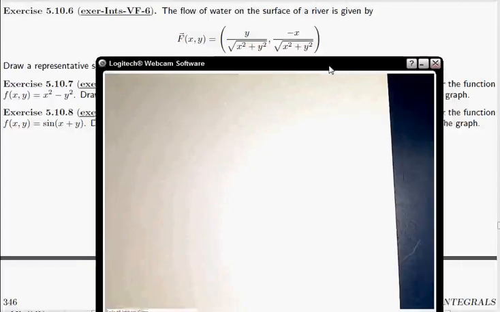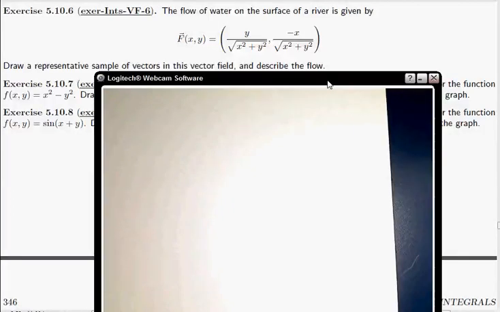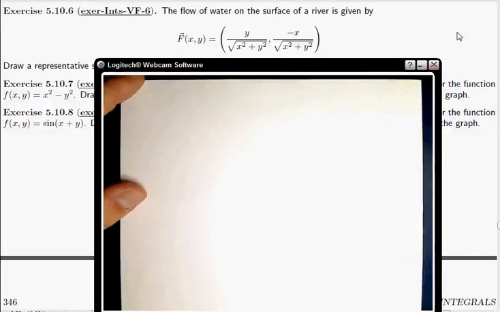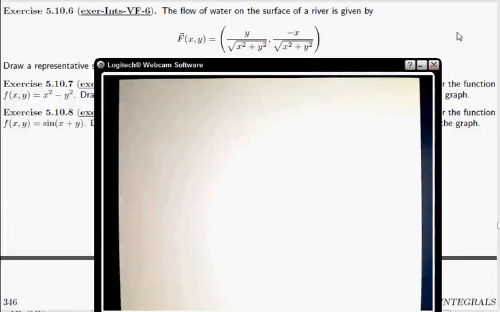Okay, so we're going to draw representative samples of vectors in this vector field and describe the flow. Again, you'll notice that this is similar to a vector field that's in the section. This is a lot like that, negative y comma x. It's just y comma negative x, but then it's also divided by the length of the position vector. So there's some interesting stuff going on here.